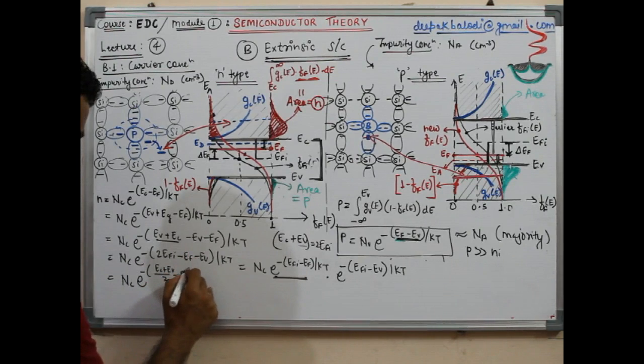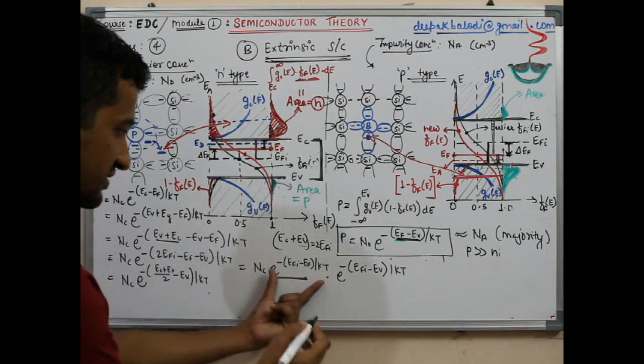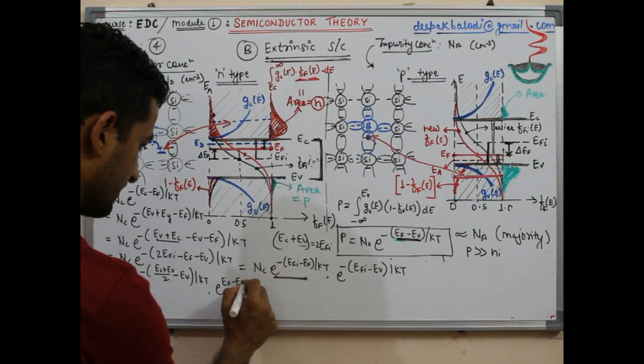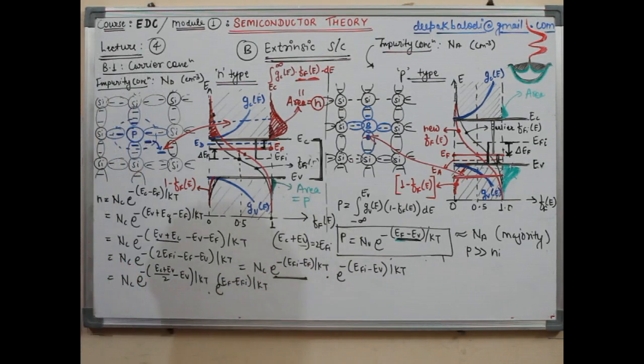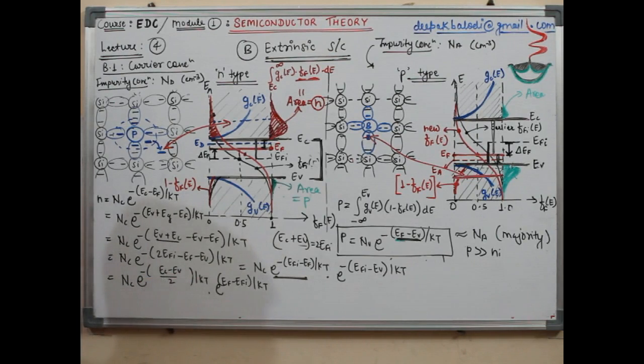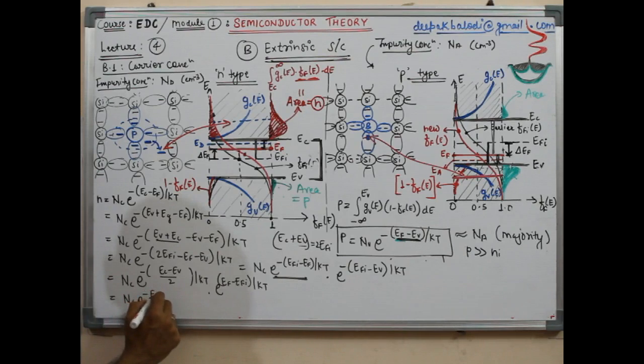Minus EV divided by kT into this factor. E to the power, I can take minus inside, so this becomes EF minus EFi divided by kT. Now you see this is EC minus EC plus EV minus 2EV. So this is EC minus EV by 2. And EC minus EV is EG. So this is e to the power minus EG by 2, and the 2 here comes as 2kT.